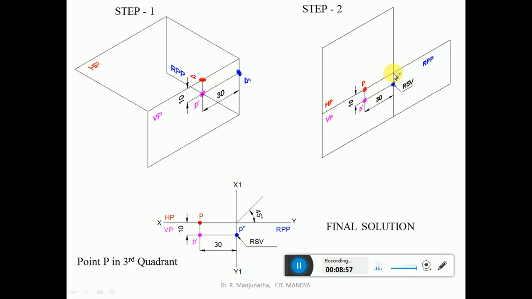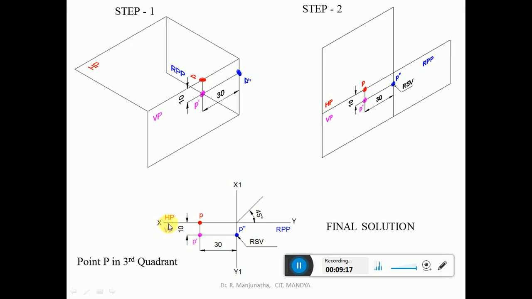Then when it is projected down, you are going to get this point where you have the front view. On that line you are going to get the side view, which is P double dash. Since it is behind RPP, so in RPP the image what you get is the right side view. So the same problem we are going to work out in the sketchbook in the third quadrant.